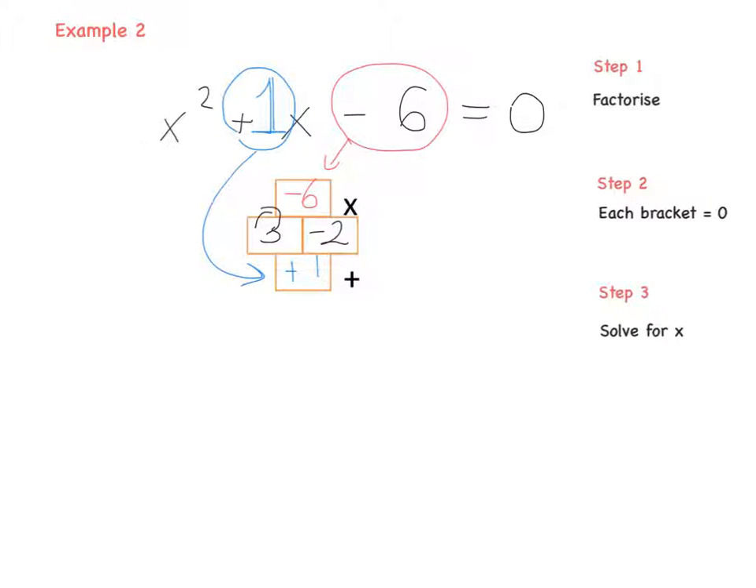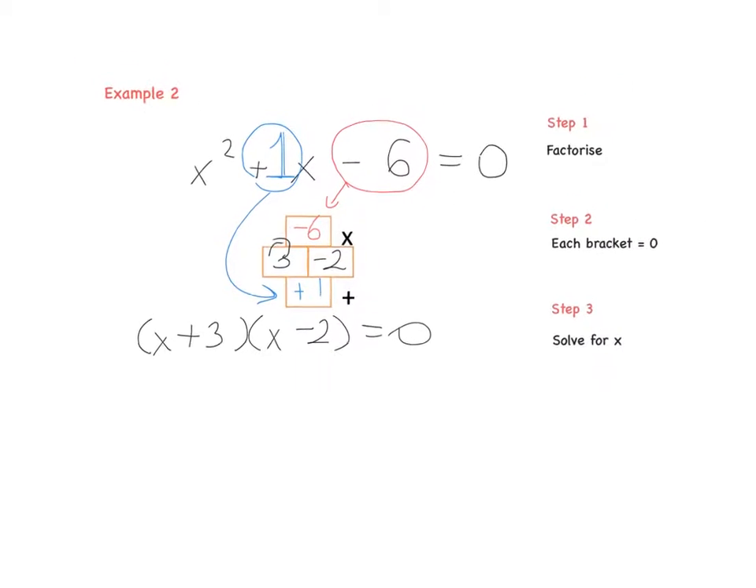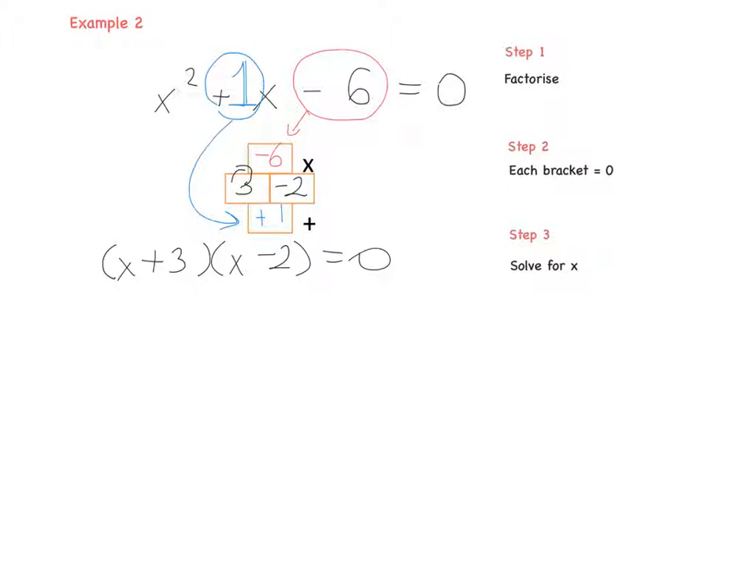Okay, so that's correct. And now we can just make two brackets equals 0, x, and the factors go straight in here. So we have plus 3 and minus 2. Okay, let's make it smaller a little bit. So first step is done. We factorized it.